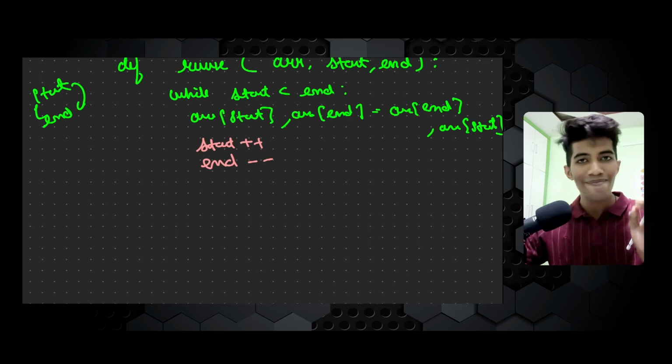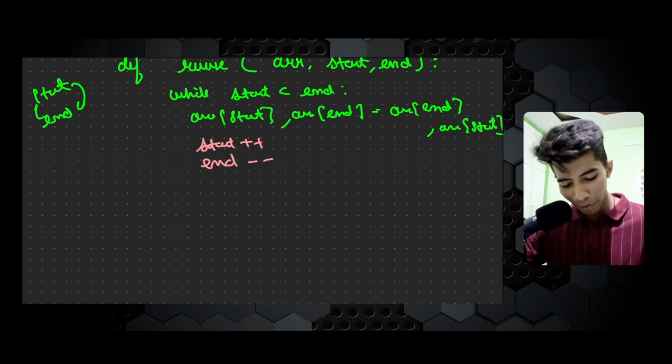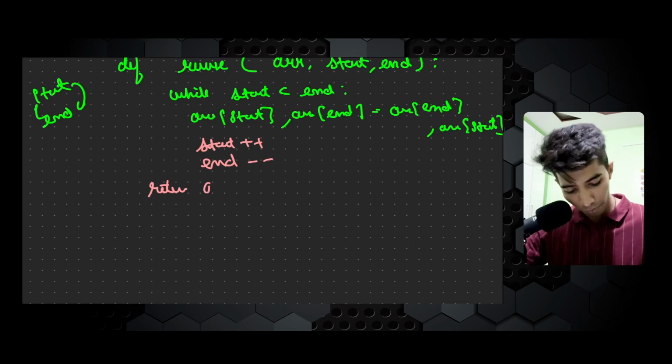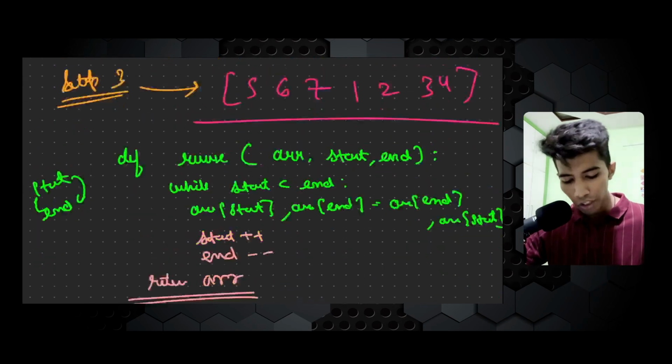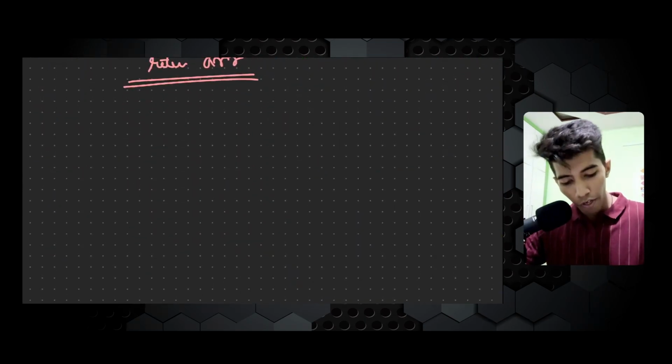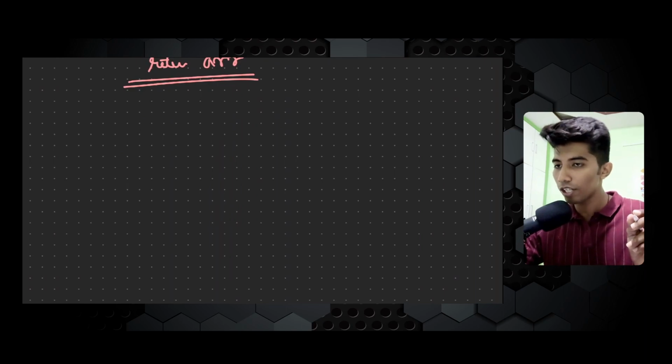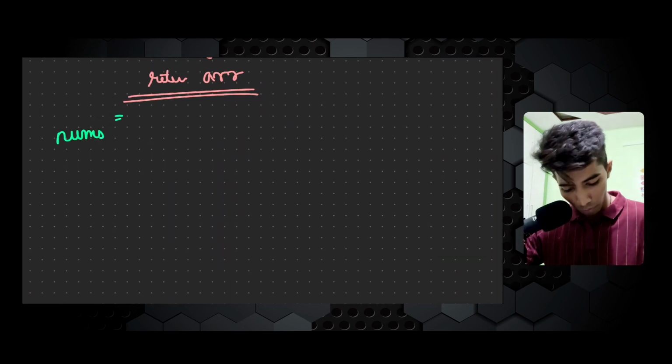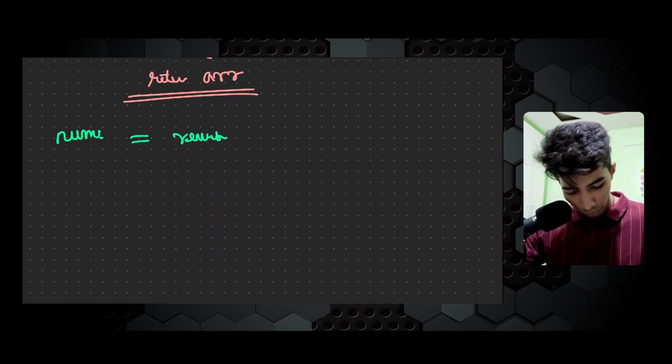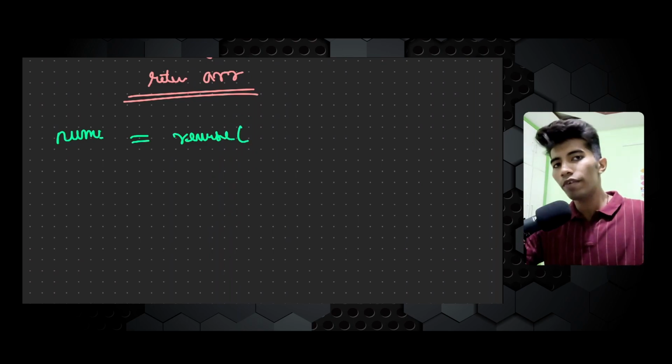Okay, let's move further. Like this we will be doing, and we're going to return the array. This function I will be using again and again. So in my first case, let's understand the thing now. In the first step, I will be calling this reverse, and from where I will be reversing this thing now.